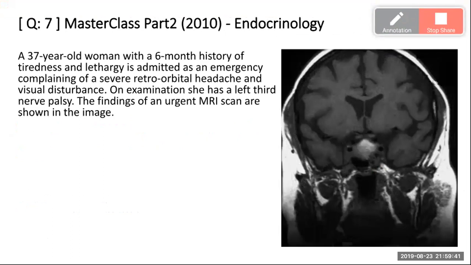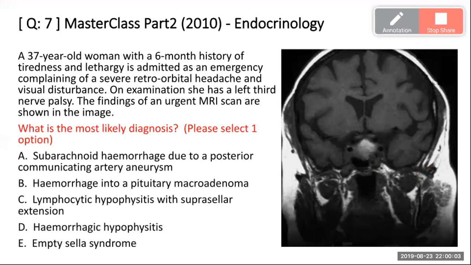A 37-year-old woman with a 6-month history of tiredness and lethargy is admitted as an emergency, complaining of a severe retro-orbital headache and visual disturbance. On examination, she has a left third nerve palsy. The findings of an urgent MRI scan are shown in the image. What do you think?